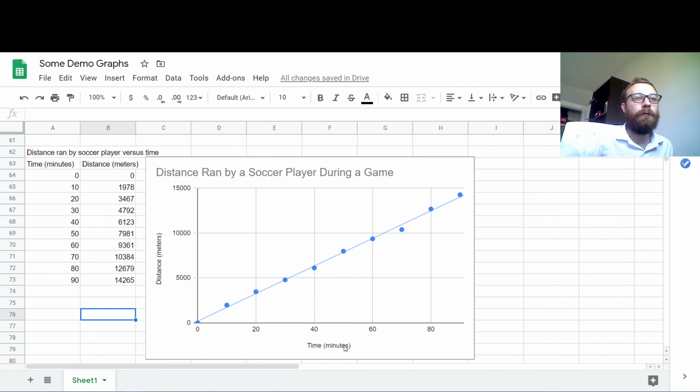So whenever you're looking at a graph, look at the axes, and then you can understand what's happening.